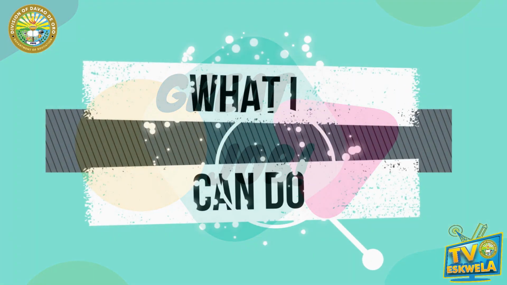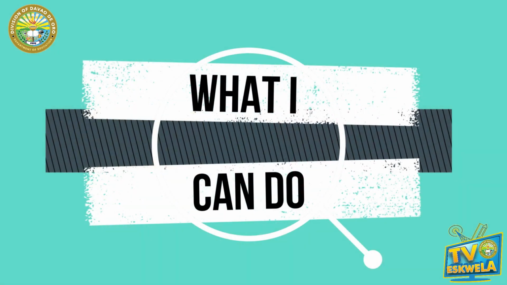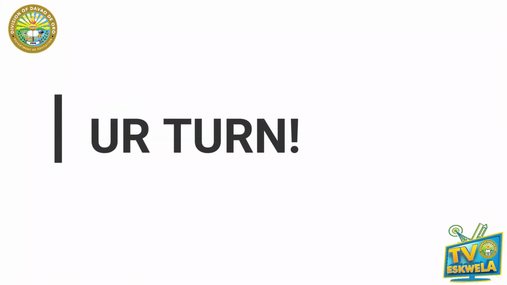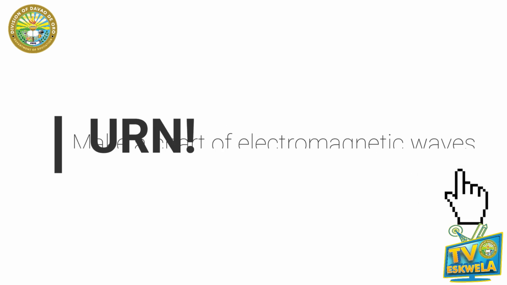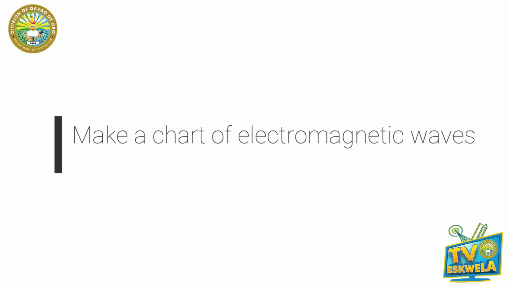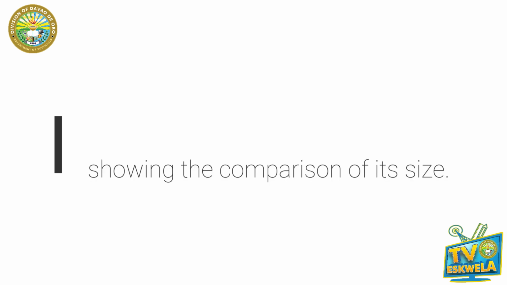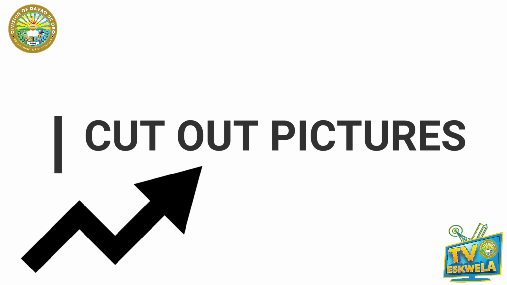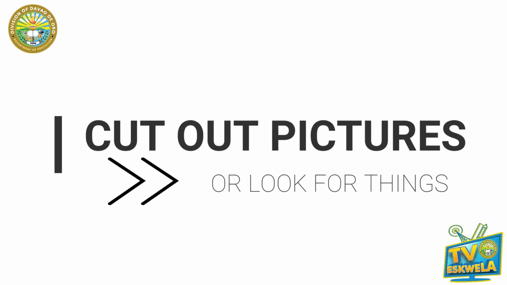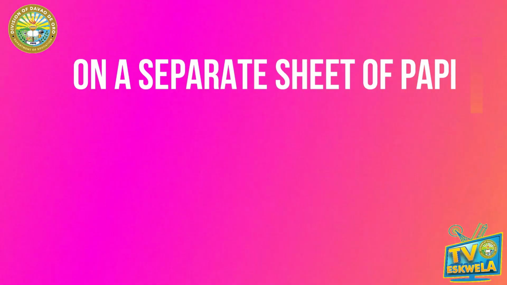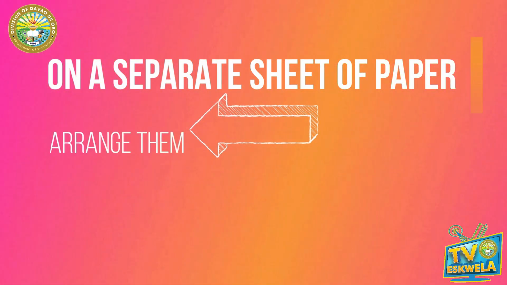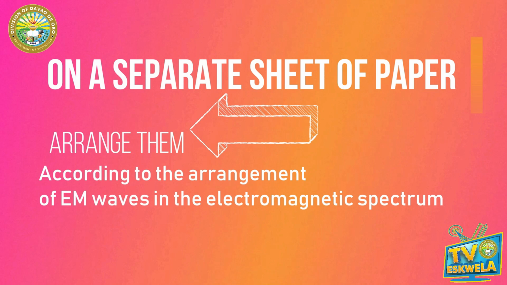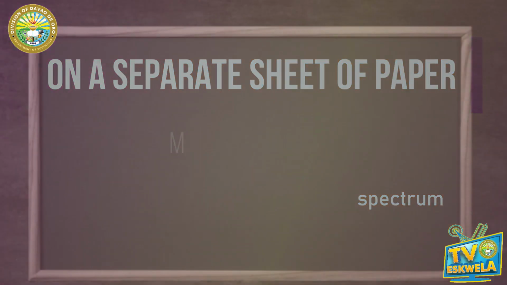What I can do. For sure you are now acquainted with the different electromagnetic waves. It's your turn to make your own chart about electromagnetic waves. Make a chart of electromagnetic waves showing the comparison of its size. Cut out pictures of objects or look for things that may represent the size of each electromagnetic wave. On a separate sheet of paper, paste the pictures you have found and arrange them according to the arrangement of EM waves in the electromagnetic spectrum.